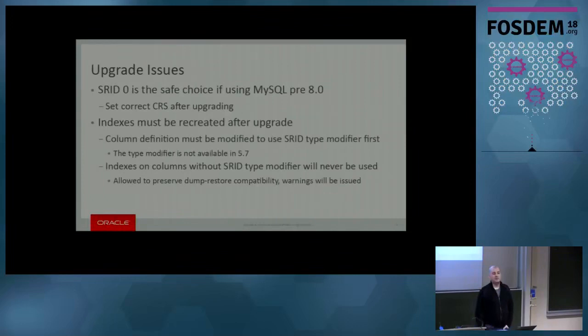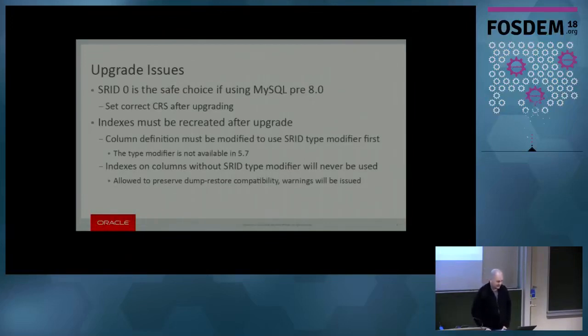SRID 0 is, of course, the safe choice because that's the only thing that MySQL 5.7 actually supports. So if you say it's SRID 0, then you're safe in the upgrade. And then the bad thing, you had to recreate indexes, all of them, R-tree indexes.